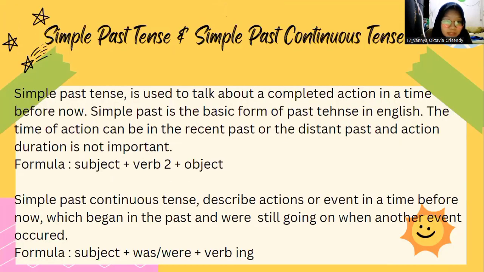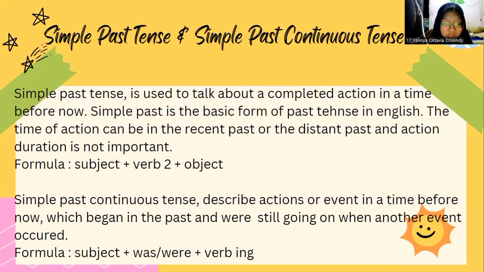Next is simple past tense and simple past continuous tense. Simple past tense is used to talk about a completed action in a time before now. Simple past is the basic form of the past tense in English. The time of action can be the recent past or the distant past, and action duration is not important. Formula is subject plus verb 2 plus object.